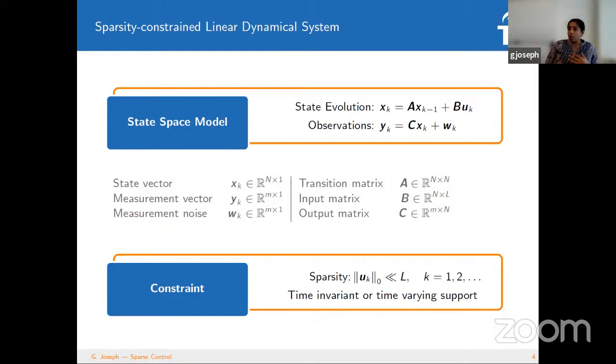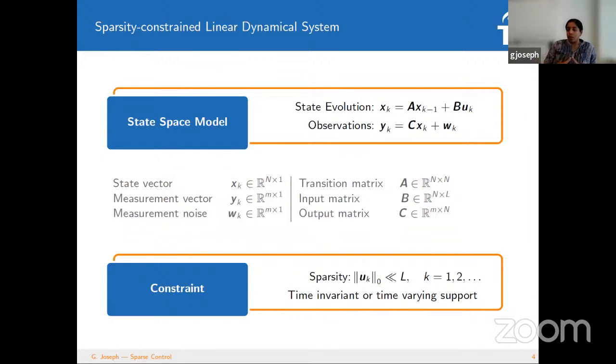Then we have observations y_k, which is equal to C times x_k plus w_k, where C is the observation matrix or the output matrix. So you don't get to see x_k all the time. You see C times x_k, but a noisy version of that. So w_k is the noise in the observations.